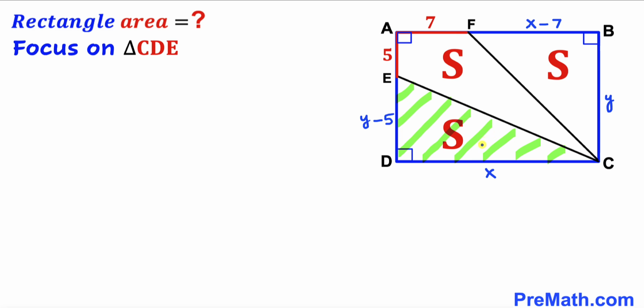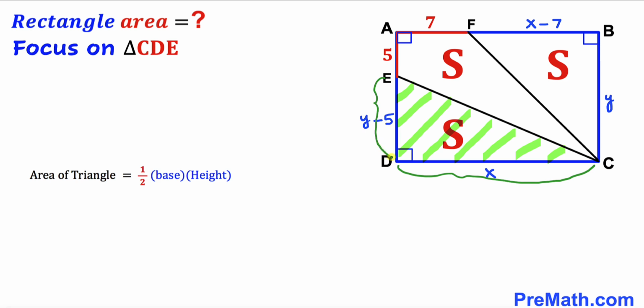And here's our next step. Let's focus on this right triangle CDE, whose area is being represented by uppercase S. And now let's recall the area of a triangle formula. Area equals a half times base times height. And in our case, for this triangle CDE, this is the base of our triangle, whereas this is the height. So let's fill in the blanks in this formula. S, the area of the triangle, equals a half times our base x times the height y minus 5.